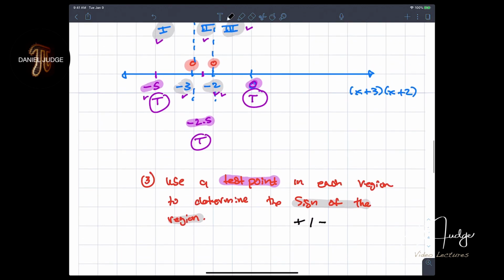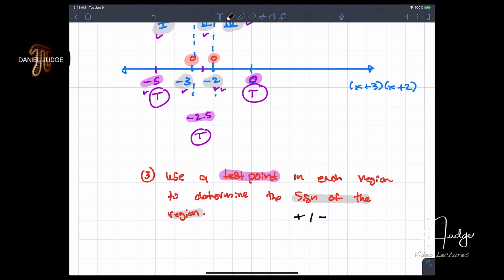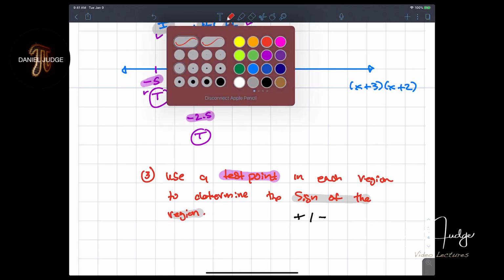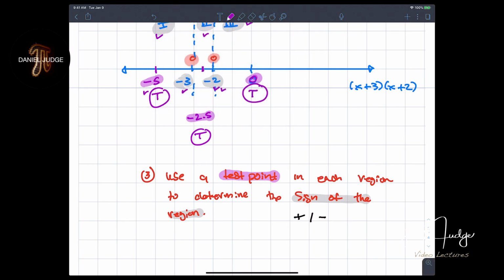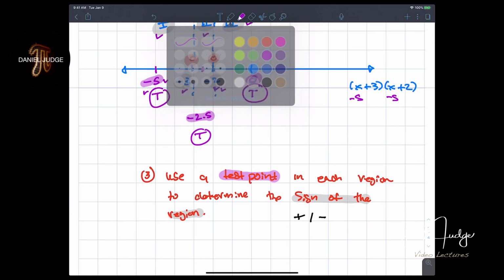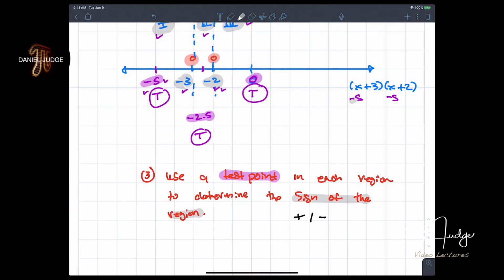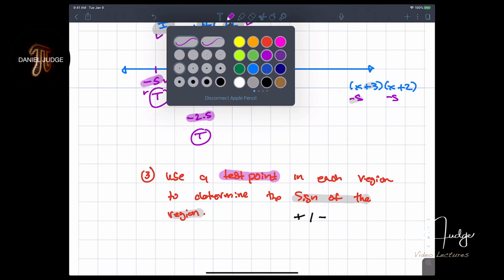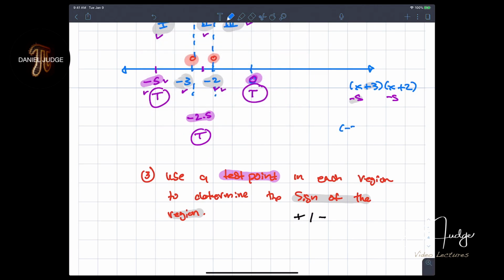And you say, well, how do you do that? Well, go back here. You're going to plug in, ladies and gentlemen. I'm going to find purple. Your first test point. Plug it into the factored form. We're going to find the sign of the product. So -5 here plus 3 is -2.